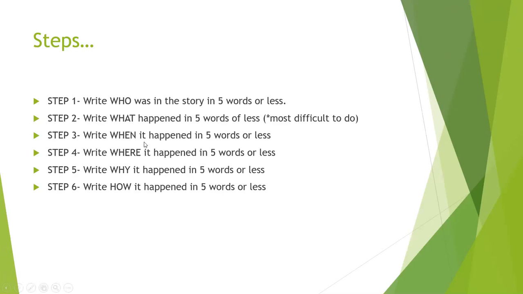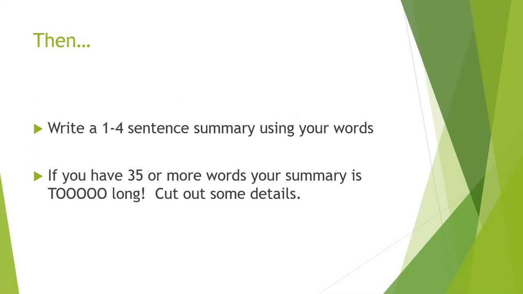Step 3, write when it happened in 5 words or less. Step 4, write where it happened in 5 words or less. Step 5, write why it happened in 5 words or less. And step 6, write how it happened in 5 words or less. So we're going to actually do an activity in a second. We're going to go over all 6 of these steps, but I guarantee if you use these 6 steps when it's time for you to write a summary, you'll be able to write a successful and concise summary.